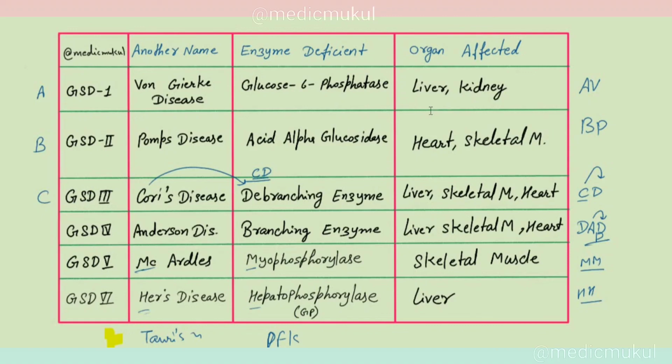Then McArdle's, M4M, myophosphorylase. Hers disease, hepatophosphorylase, which means glycogen phosphorylase deficiency in the liver. Myophosphorylase means muscles, so skeletal muscles will be affected. Debranching enzyme deficiency affects liver, skeletal muscles and heart. Pompe disease affects the heart and skeletal muscle. Glucose 6-phosphatase is present only in the liver and kidney, so both will be affected. From now this topic is completed.